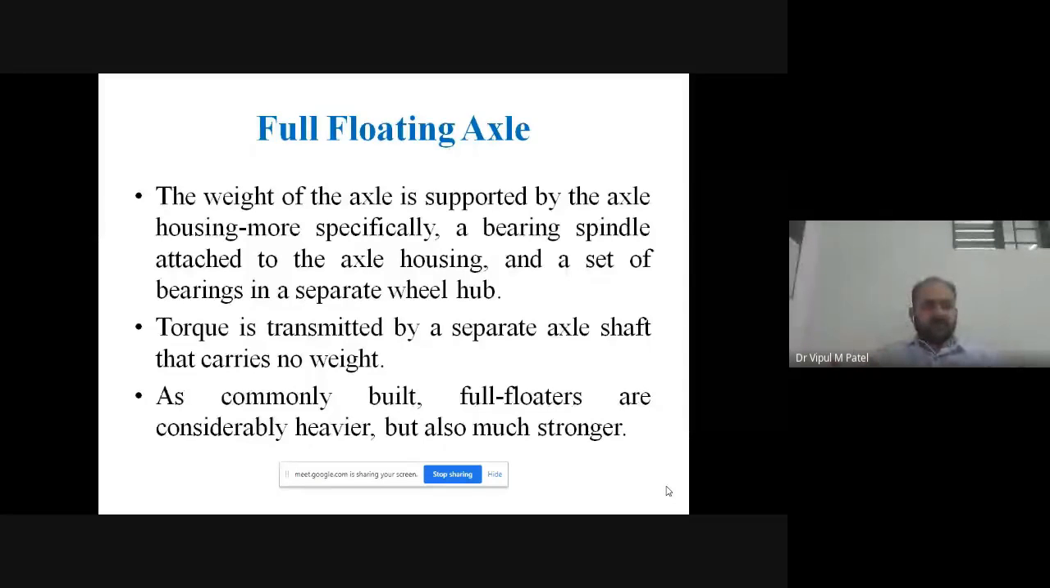So we can say that the full floaters are considerably heavier, and that's why this type of axles we are using in the latest automobile vehicles. But also it is much stronger, so it is not cheap and not light, because as compared to the semi-floating axle, the semi-floating axle is cheap and light for the manufacturer also. But this type of full floating axle is considerably heavier and much stronger, we can say that.